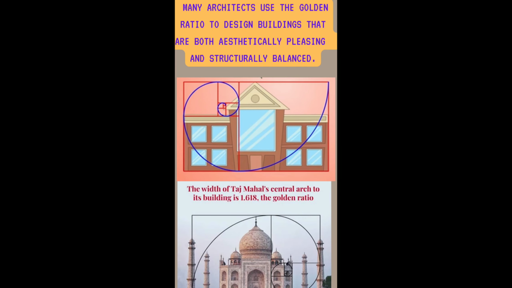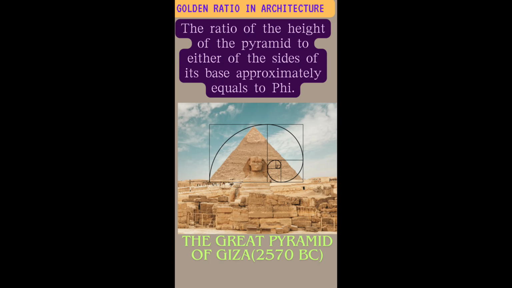Many architects use the golden ratio to design buildings that are both aesthetically pleasing and structurally balanced. Think about the Great Pyramid of Giza. The ratio of the height of the pyramid to either of the sides of its base approximately equals 1.6, which is also called the golden ratio.